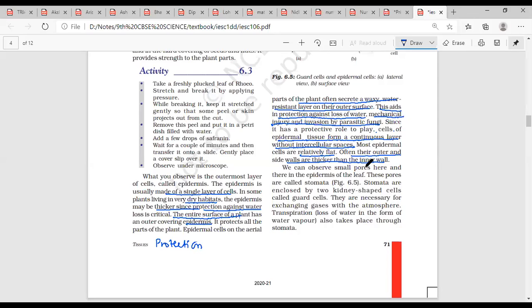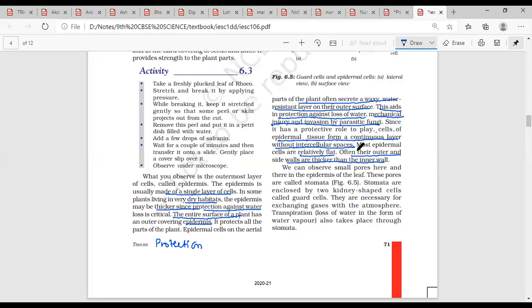Then also, the next characteristic is epidermal tissues form a continuous layer without intercellular spaces because they have to protect the different parts. So there should not be any gaps between the cells. The cells are bound so close that there are no intercellular spaces. The epidermal cells are generally flat. They don't have cuboidal or three-dimensional structures. They are completely flat structures. And their outer side walls are thicker as compared to the inner walls. Outside part, because they have to protect it.